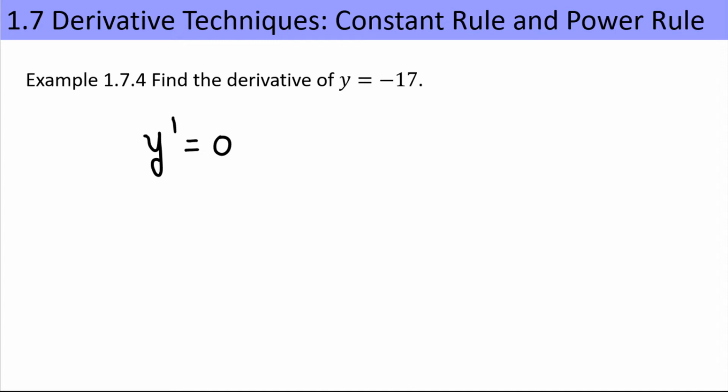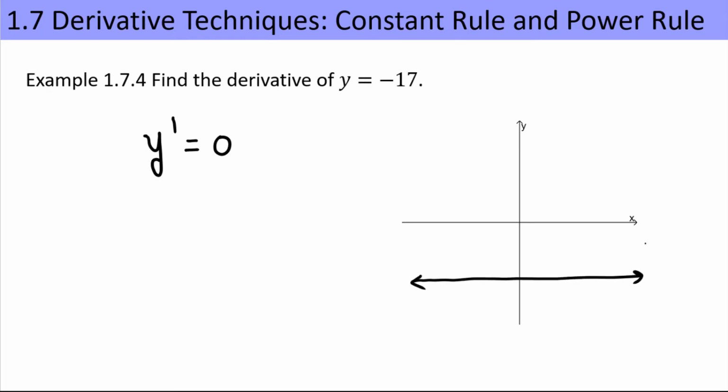Let's observe that if you were to graph the function y equals negative 17, that would be a horizontal line. So we would write y equals negative 17 for the horizontal line with the understanding that it has a y-intercept of negative 17. Horizontal lines have a slope of 0 that is consistent with if we take the derivative of a function that represents a horizontal line, it would be 0.